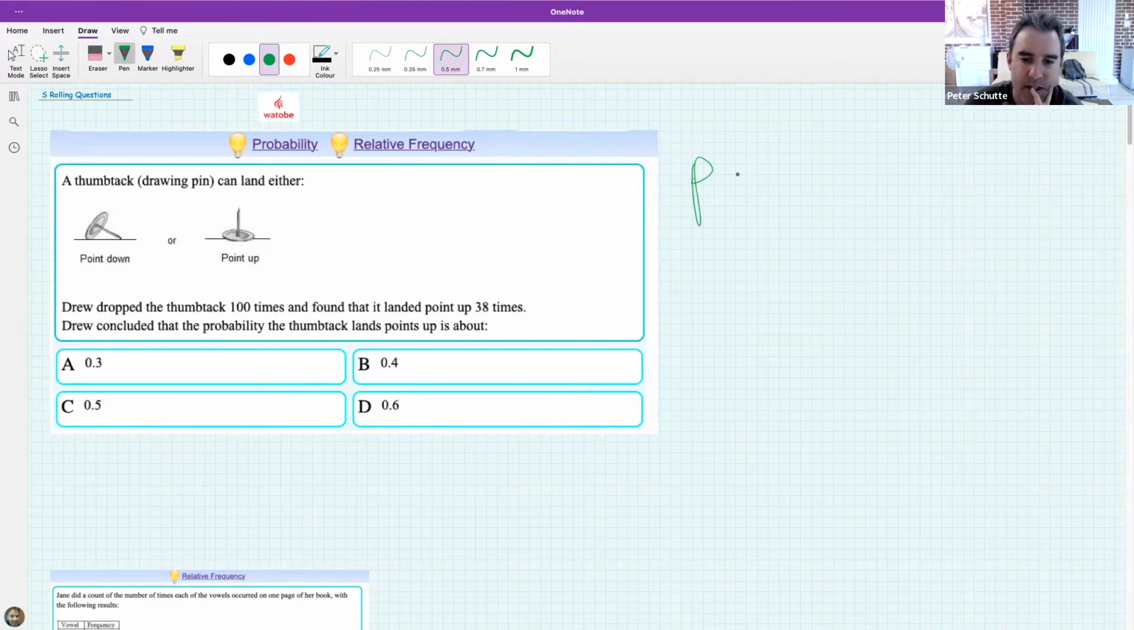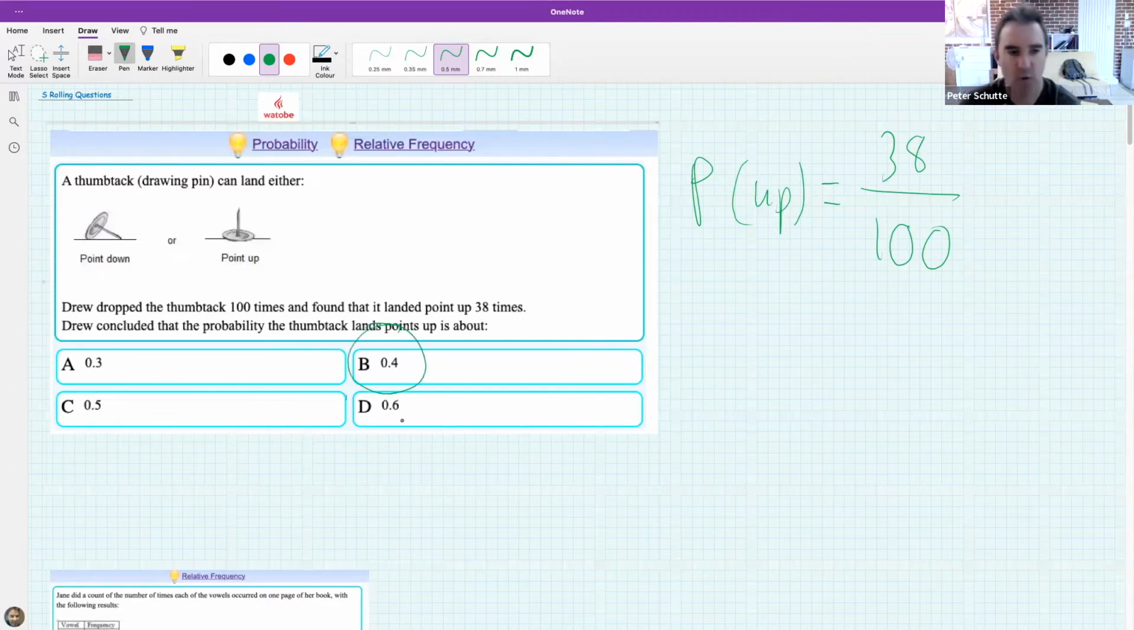So probability of landing up. Well, there's 100 possible outcomes, and there are 38 favorable outcomes if the event is landing up. And so which answer is closest to 38 over 100? Okay, so yeah, it's going to round off to B.